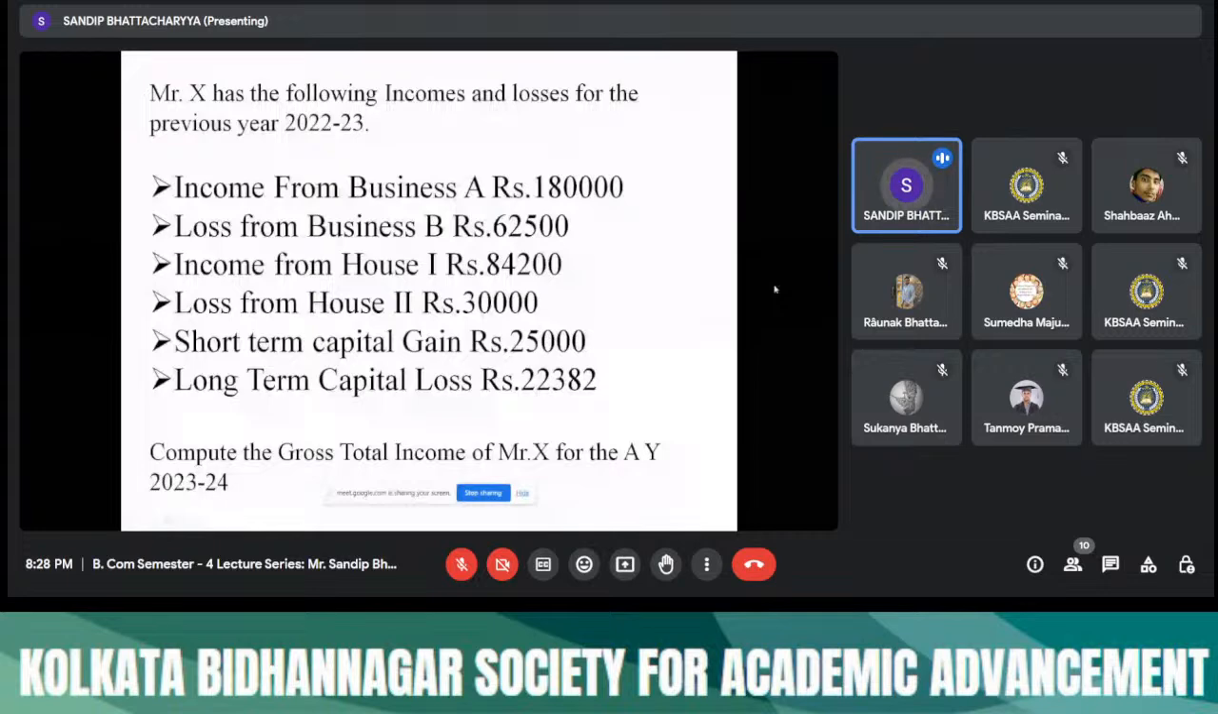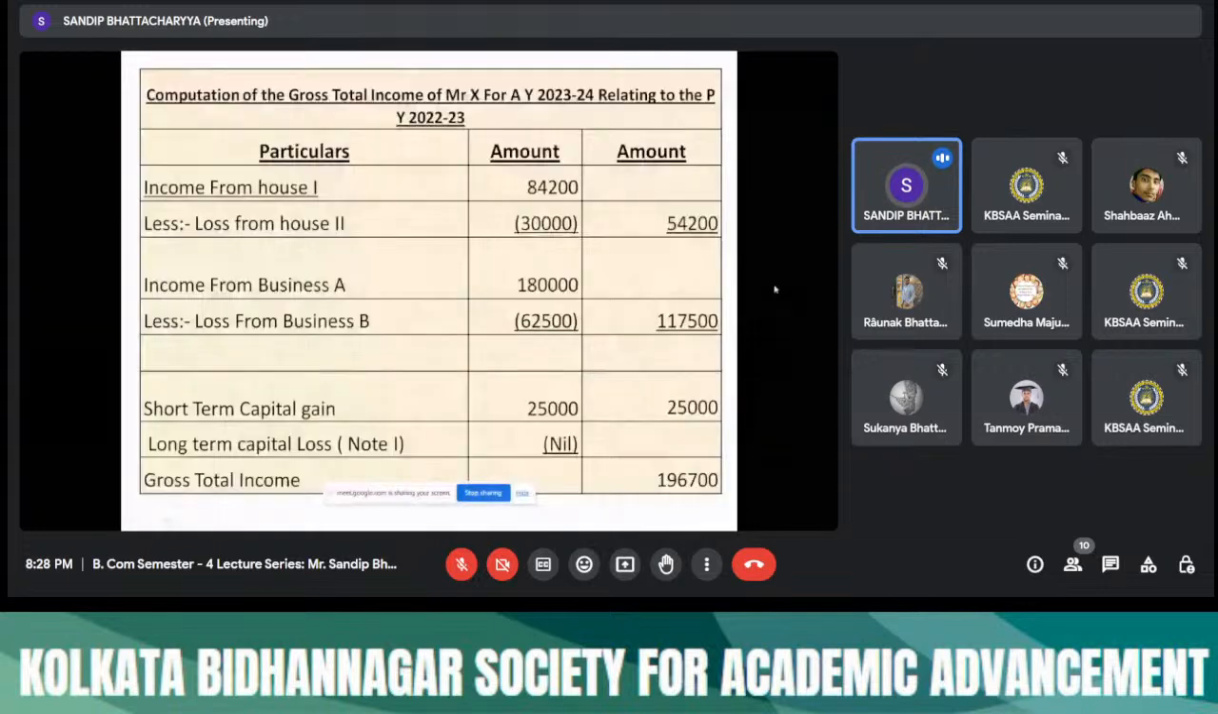তোমরা সেট অফ খুব ভালো করে জানো, 2 মিনিটে অঙ্কটা সলভ হয়ে যায়। দেখো আমি এখানে সলিউশনটাও করেছি। Computation of gross total income of Mr. X for the assessment year 23-24 relating to previous year 22-23. Income from house 1 84,200, and that you know very well, that is the loss from house 2. Now you can remember yourself, under the set off and carry forward there are two parts.